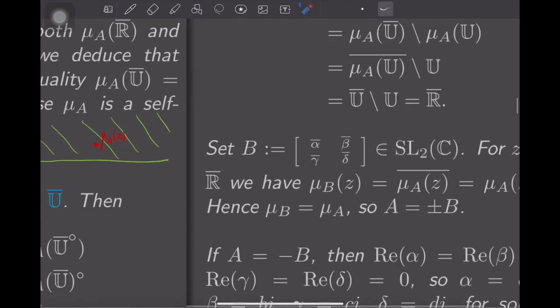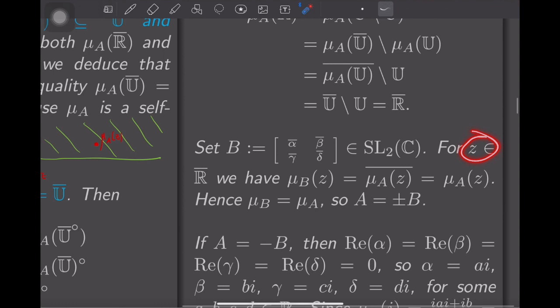Right, but you see, I took z in R bar, and R bar is closed under conjugation. So what I obtain is that this is really just mu A of z. Right? Because the conjugate of any point in R bar is itself. That's the point, right? The conjugate of any point in R bar is itself.